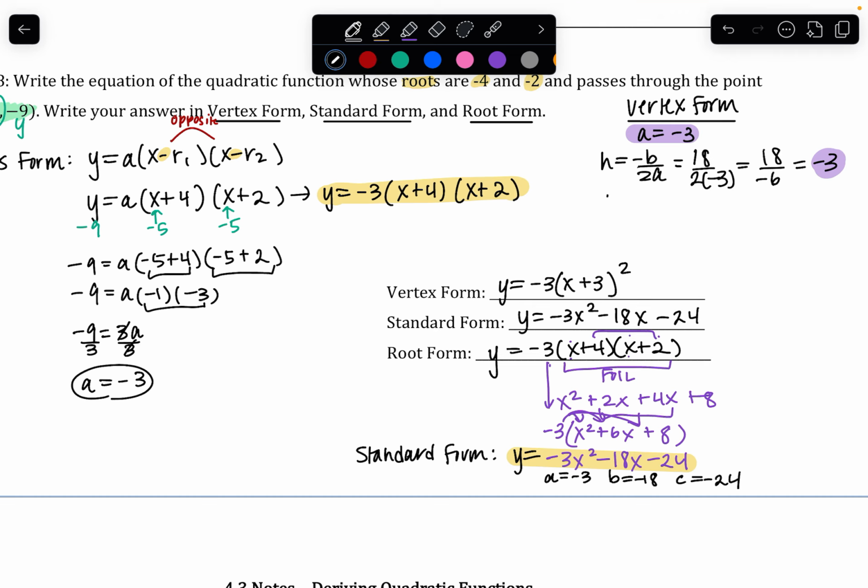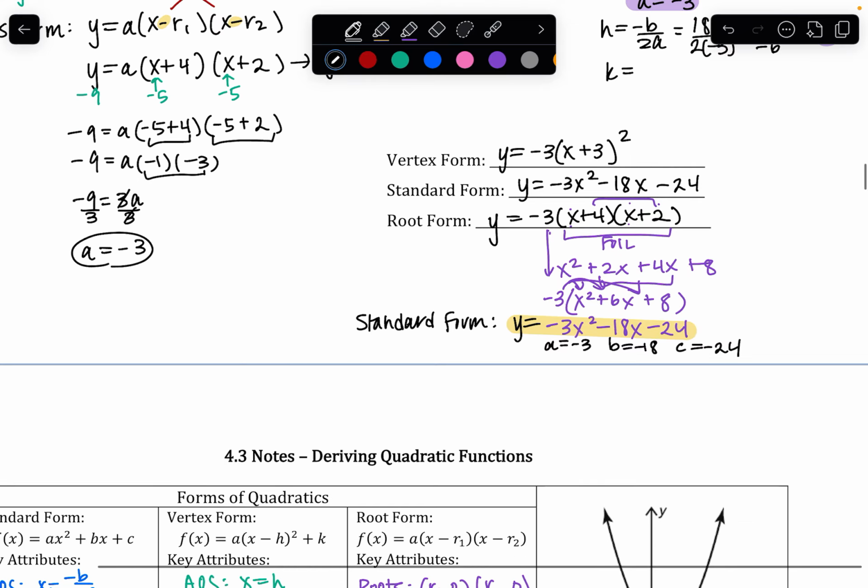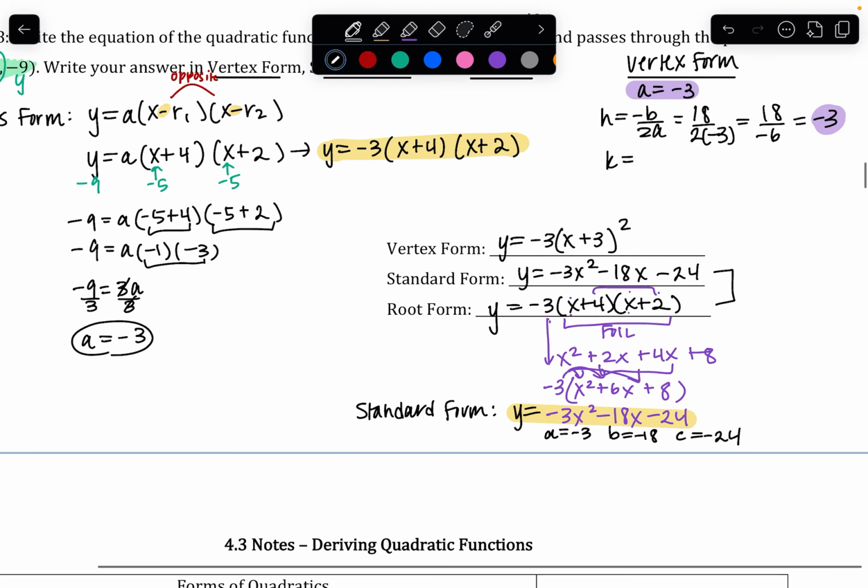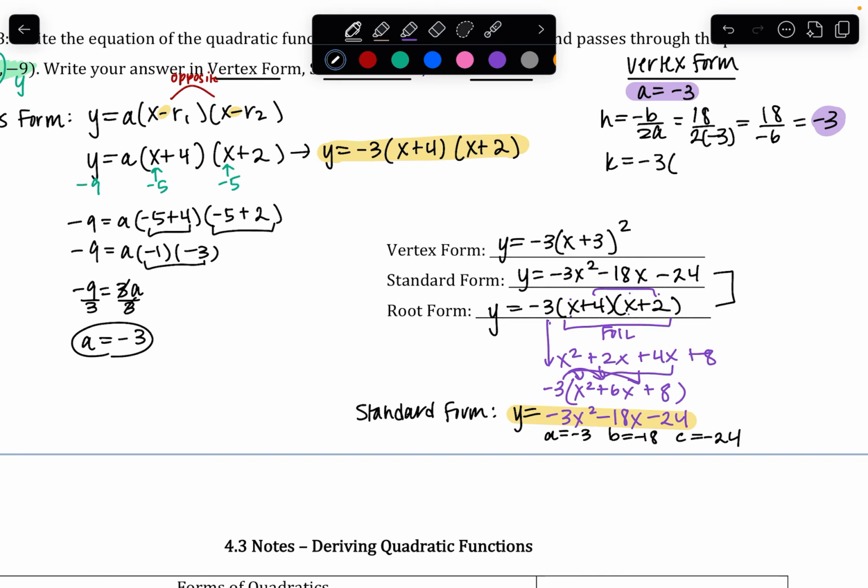So now we just need to find K by plugging this -3 in, and you can either use standard form or you can use root form. It's going to give you the same answer in the end. I like using root form better just because I don't have to square anything. And so in root form, I have a +4 and a +2. And then this -3 goes in for both those x's. I'm just taking this formula and replacing both x's with -3.